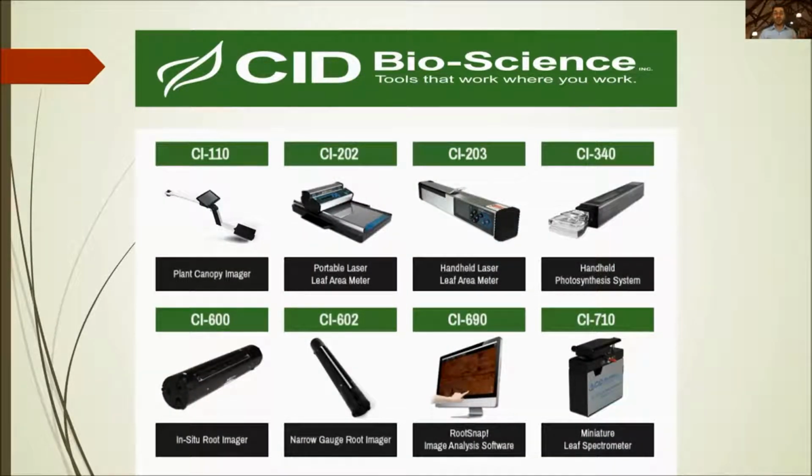So that is the bulk of what I was going to discuss with the CI600, CI602. We do have a whole range at CID Bioscience of different instruments to work with, including the CI110, which is a plant canopy imager, which we actually just gave a webinar about a month ago, and the 202, the 203, both leaf area meters, the 340, a handheld photosynthesis system, as well as the assorted software for each one of the devices, and a CI710, which is just a miniature handheld leaf spectrometer. So all of these are also available.